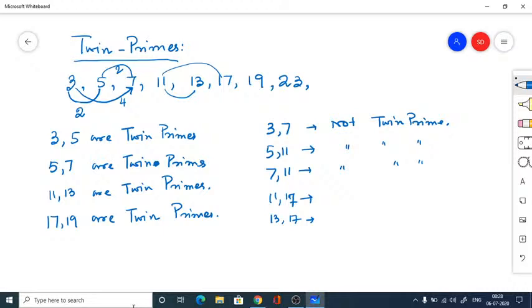I hope it is clear. Nikita had given this question, so I hope, Nikita, these two concepts are clear by now.